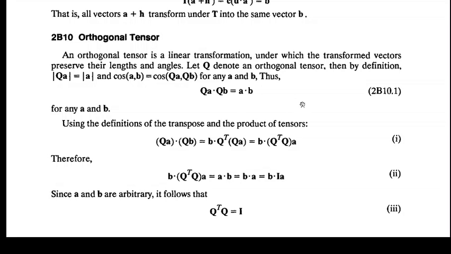Now what does this mean? That if A and B are two vectors, then the transformed vectors are QA and QB. By this definition, if Q is orthogonal, then for any vectors A, B, the transformed vectors QA and QB satisfy: length of QA will be equal to length of A, and length of QB equals to length of B.